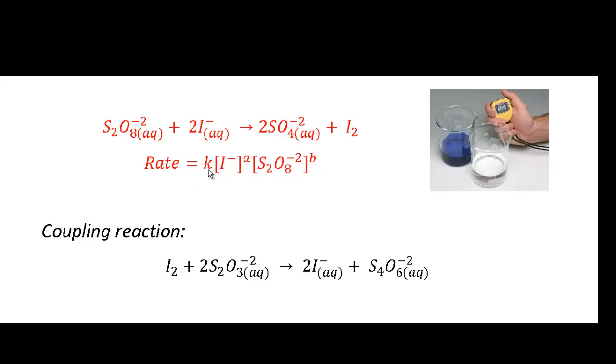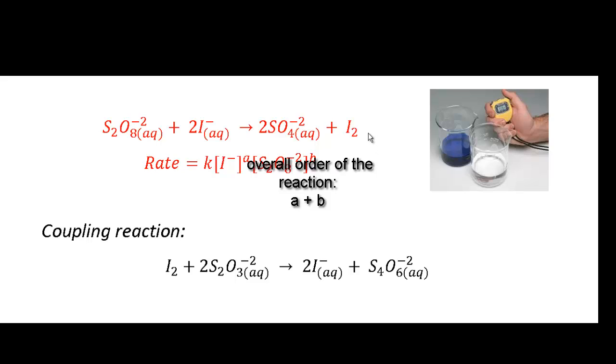So we have to find K, rate constant, with the right units. We have to find this exponent A, it's called the order of the reaction with respect to this reactant. And we got to find exponent B, the order of the reaction with respect to S2O8 minus 2. So the overall order of the reaction is A plus B.